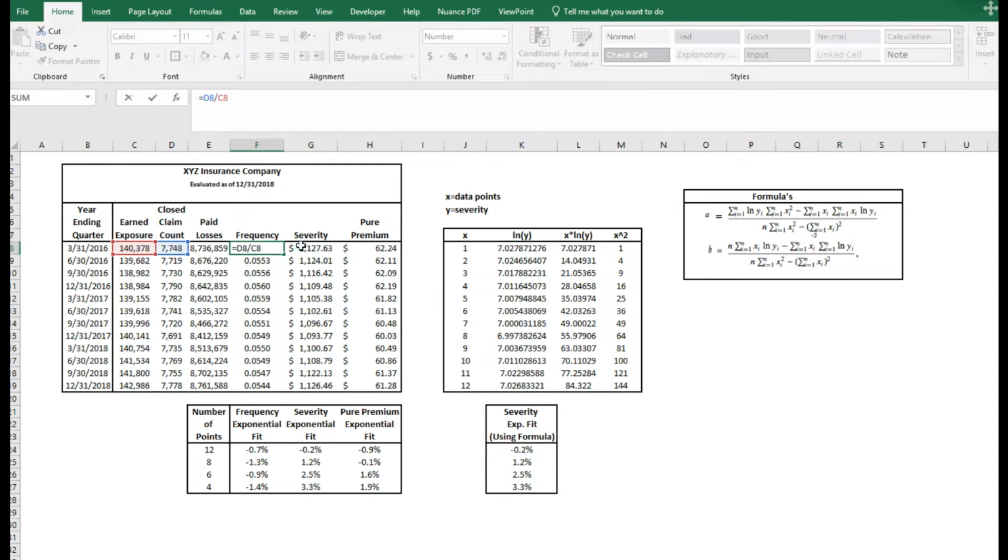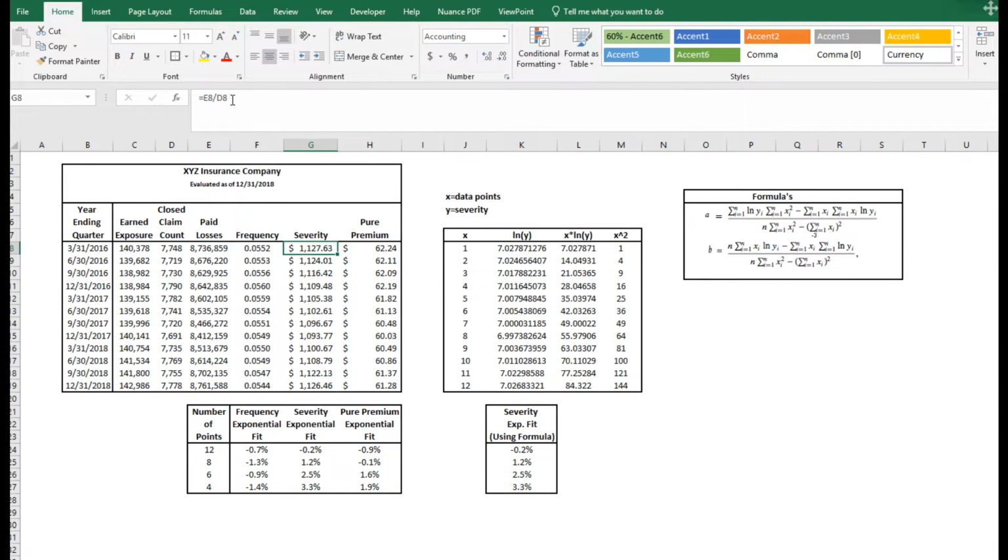Severity is, so how do I even get out of this? Okay, good. Severity is just the losses per claim count. It's sometimes called paid on closed. It's kind of like an average severity. Pure premium is the product of frequency and severity.